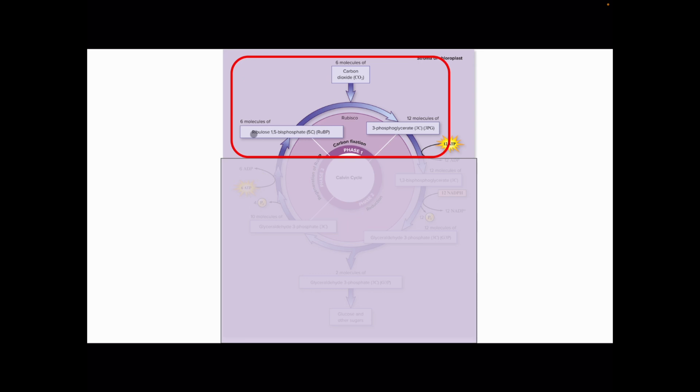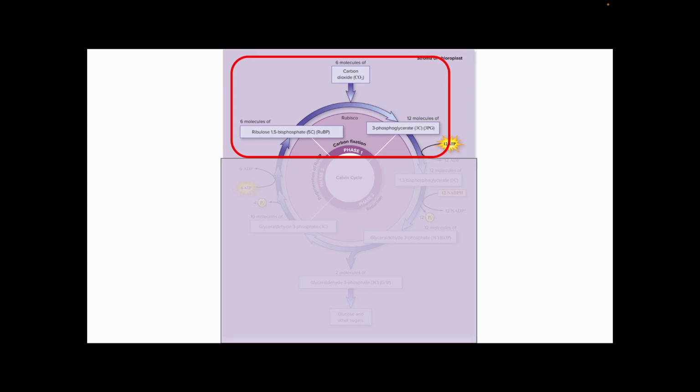So we're going to take our RuBP molecule that has 5 carbons, we're going to hook it to our 1 carbon dioxide when that comes in, and that's going to make a 6-carbon sugar, right? That unstable 6-carbon sugar is going to break in half, and the first stable product that we're going to get from the Calvin cycle is a 3-carbon sugar molecule.